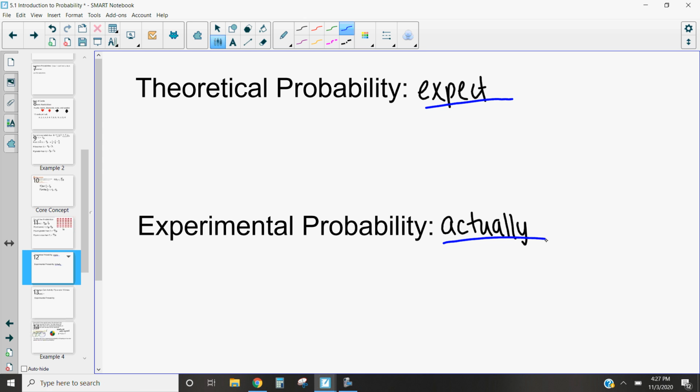We call it an experimental probability because we have to experiment or collect data to figure out that probability. Theoretical probability is based on theory. So we don't collect any data and we say, this is what I've been told, so this is what I'm going to expect to get. And that's really the difference between the two.